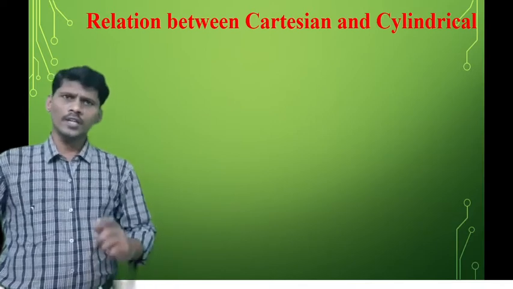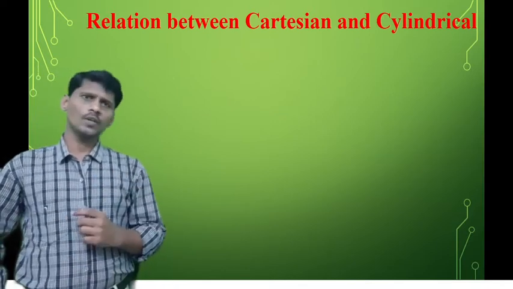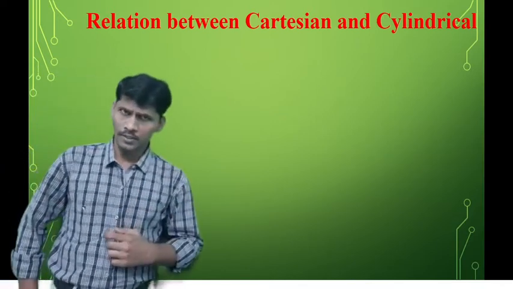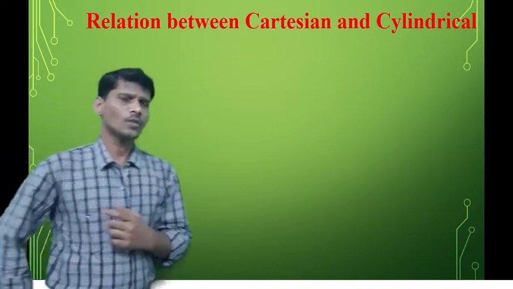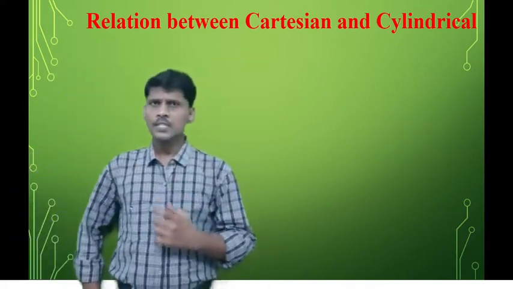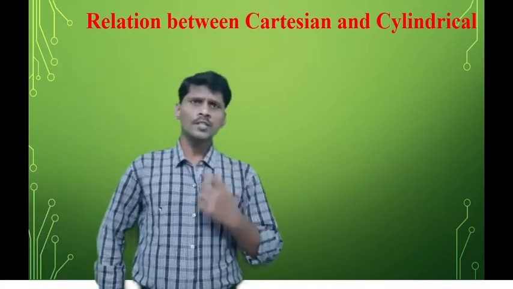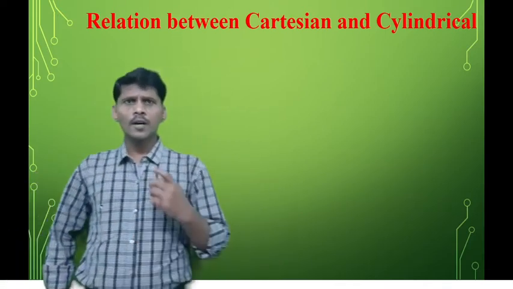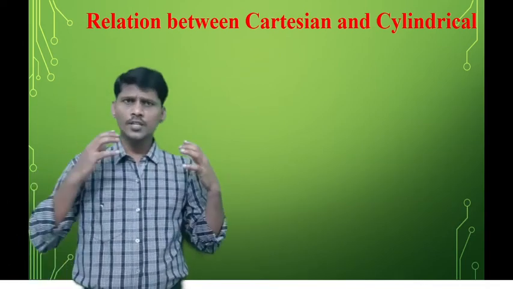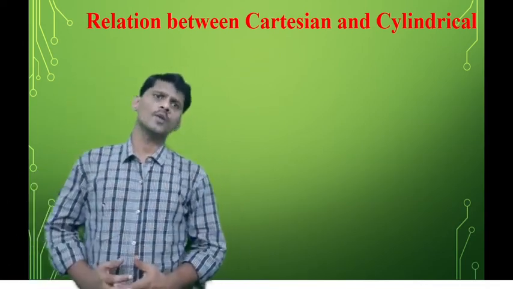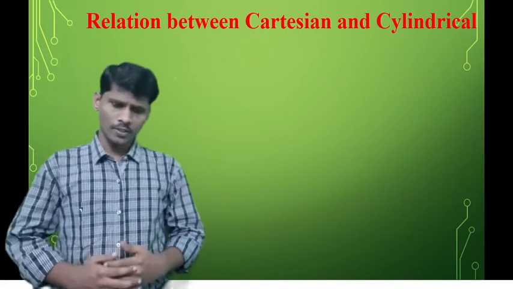Next, coming to the relationship between Cartesian coordinate system and cylindrical coordinate system. What are the Cartesian coordinate system variables? x, y and z are the Cartesian coordinate system variables. And what are the cylindrical coordinate system variables? r, phi, z. And what is the relationship between the Cartesian coordinate system and the cylindrical coordinate system?